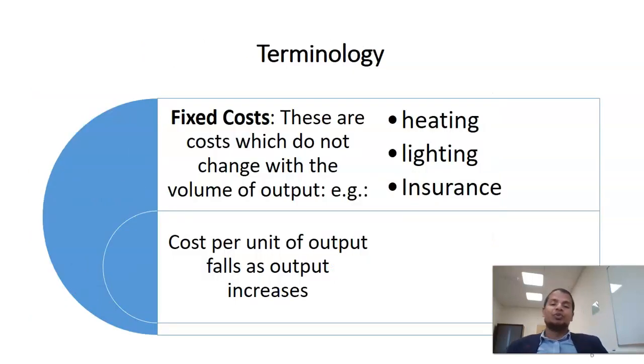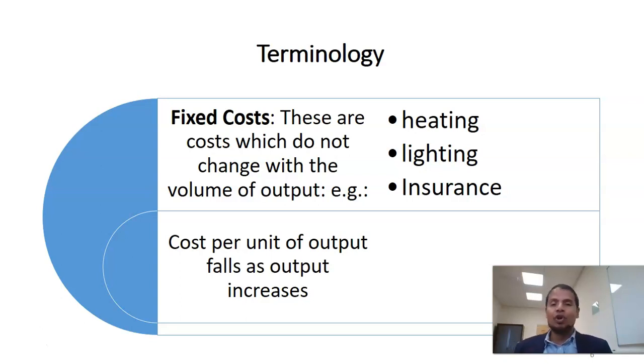Before performing any mathematical analysis, we have to make sure that we understand some terminologies. Particularly, one of the assumptions of cost volume profit analysis is that we would be able to differentiate between fixed cost and variable cost. So if the total cost is given, we should be able to differentiate how much of the cost is fixed and how much is variable.